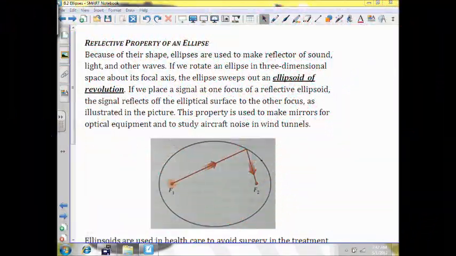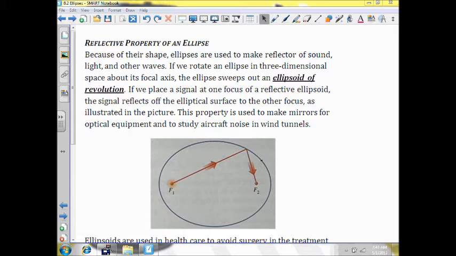Now, because of their shape, ellipses are used to make reflectors of sound, light, and other waves. If we rotate an ellipse in three-dimensional space about its focal axis, the ellipse sweeps out an ellipsoid of revolution, just like we had a paraboloid of revolution. If we place a signal at one focus of a reflective ellipsoid, the signal reflects off the elliptical surface to the other focus, as illustrated in the picture.